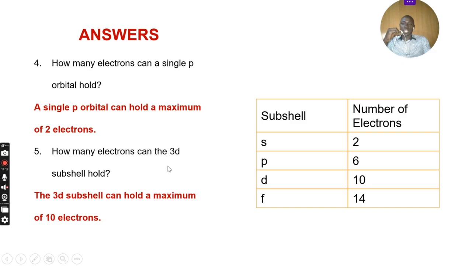How many electrons can the 3d subshell hold? The 3d subshell as a whole has 5 orbitals. The d subshell anywhere has 5 orbitals. Each orbital can hold 2 electrons, and in all they can hold 10 electrons.